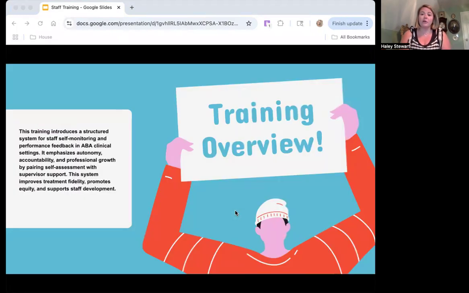The overview of our training for today is that this training is going to introduce a structured system for staff self-monitoring and performance feedback in ABA clinical settings. Our training is going to emphasize autonomy, accountability, and professional growth by pairing self-assessment with supervisor support. This system improves treatment fidelity, promotes equity, and supports staff development.